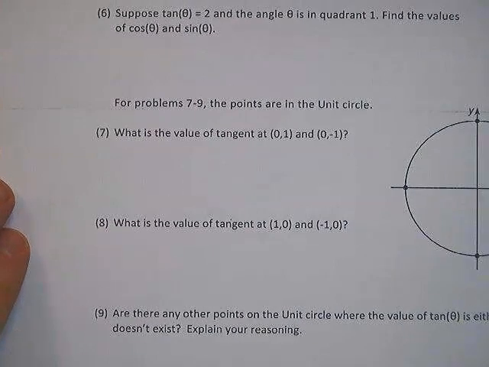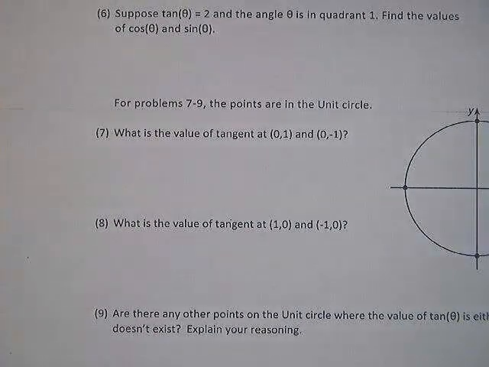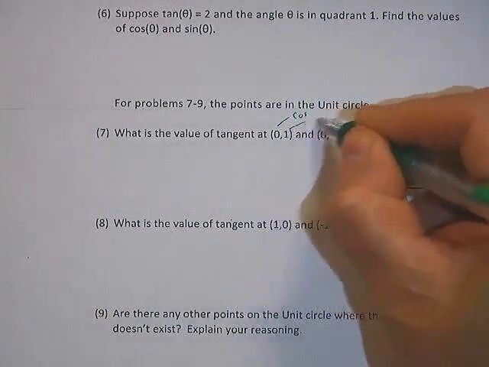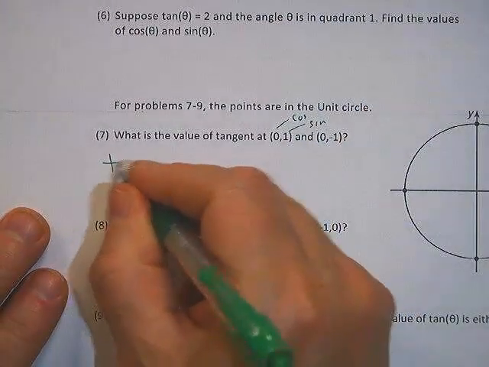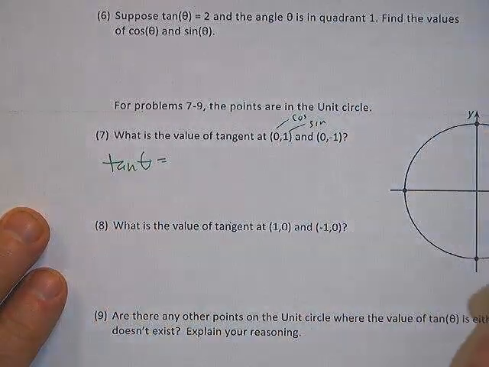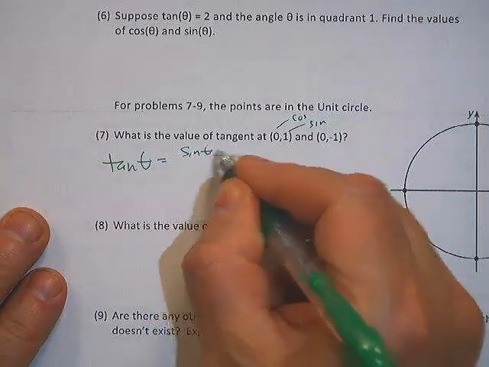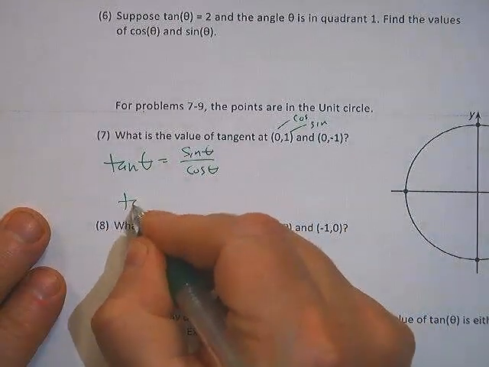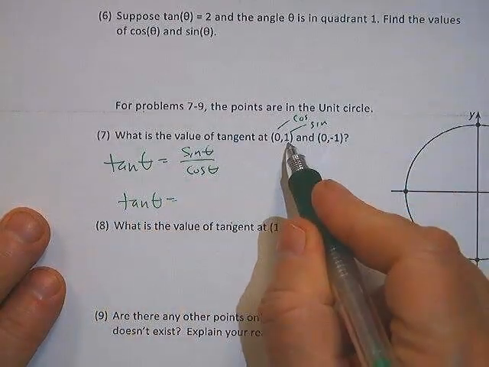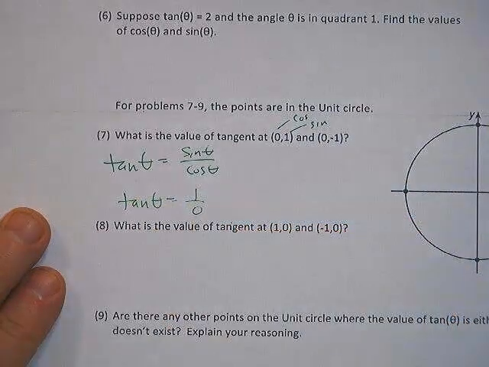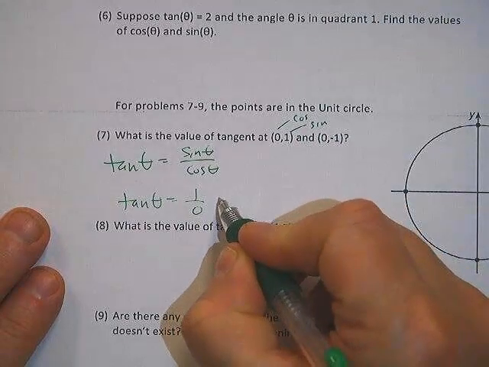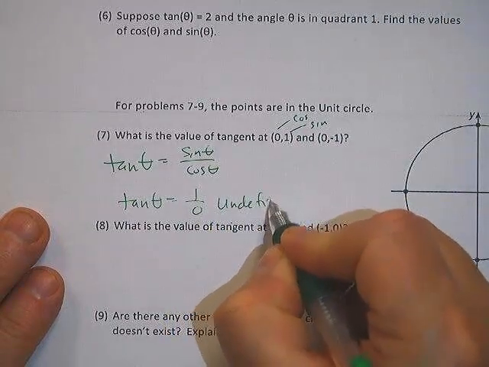All right, so in problem number 7, it's asking for the value of tangent at (0, 1) and (0, -1). So keep in mind that the first value is cosine and the second value is sine. So tangent, by definition, is sine theta divided by cosine theta. Therefore, for the first one, it would be 1 over 0. And if you take 1 divided by 0, you're going to get an error in your calculator, so this is undefined.